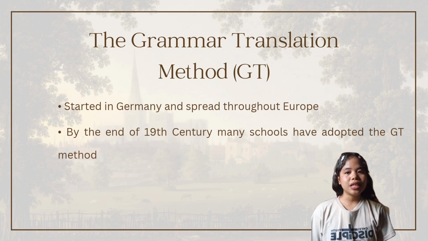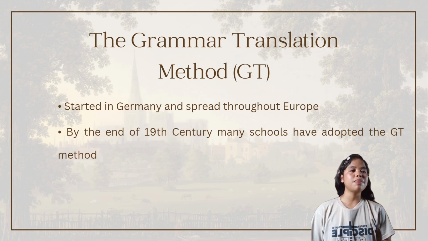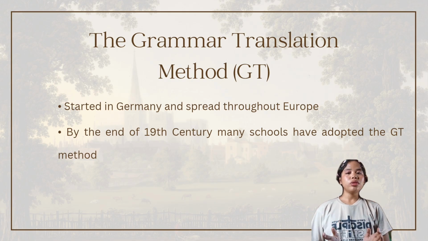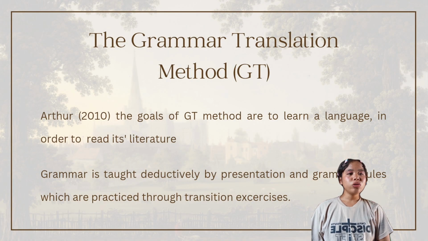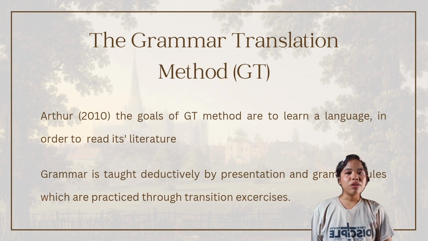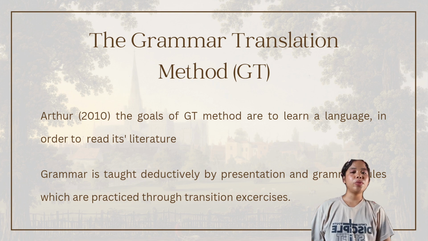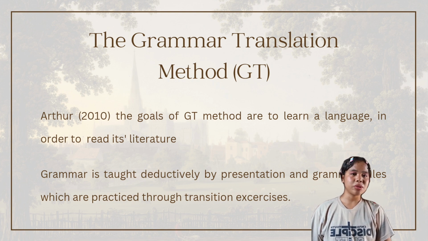By the end of the 19th century, many schools had adopted the GT method, or included the GT method in their learning. According to Arthur in the year 2010, the goal of the grammar translation method is to learn a language in order to read its literature. Grammar is taught deductively by presentation of grammar rules, which are practiced through translation exercises. Of course, in this way, the teacher will teach grammar lessons rather than pronunciation.